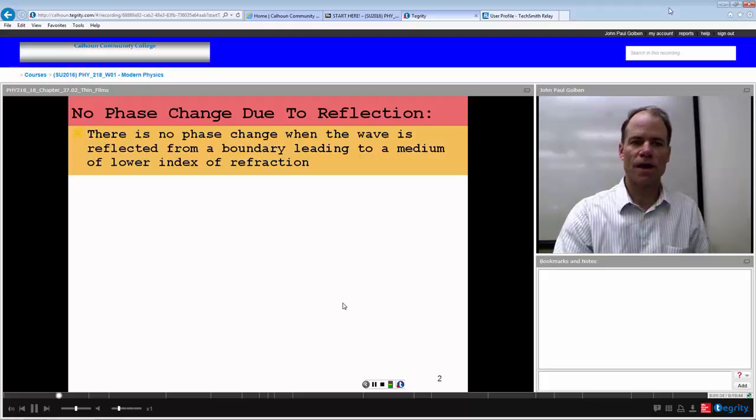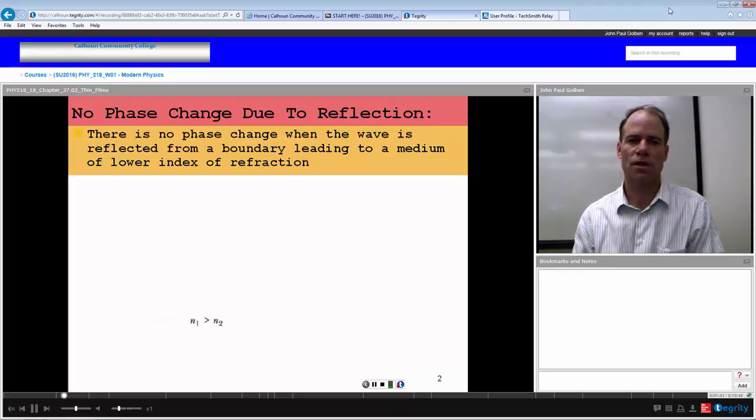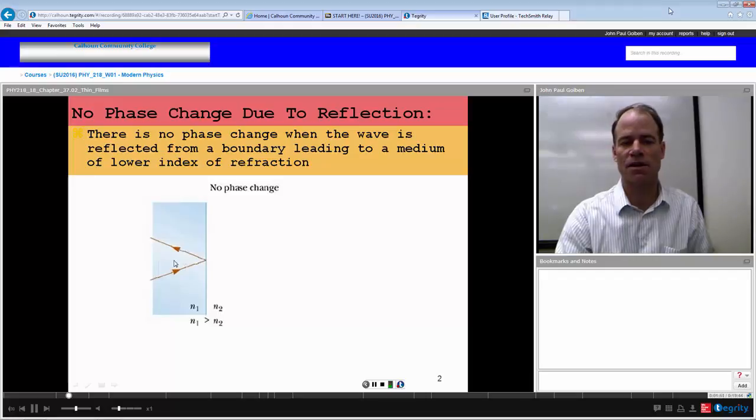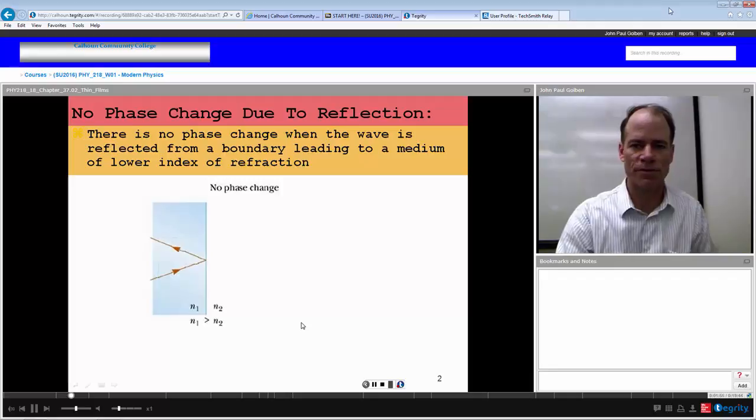Of course, there's no phase change due to reflection if you go at a boundary from a medium of higher index of refraction to one of lower index of refraction. So say if we had light coming from the glass headed towards the air, if it were to reflect off that interface, there would be no phase change for that reflection.